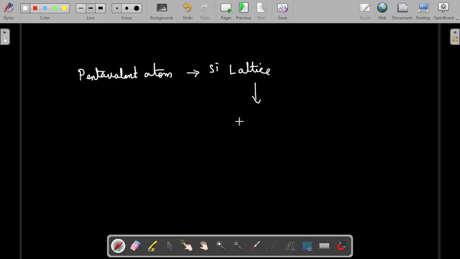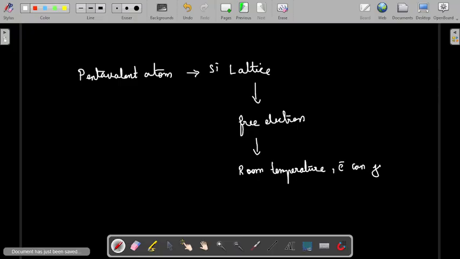Once the doping is done, there will be free electrons. If we had a trivalent atom, there would be free holes. So this electron is readily available, even at room temperature. These free electrons can easily jump into the conduction band. So then what will happen? The contribution of In will increase, and that will directly increase the net current.